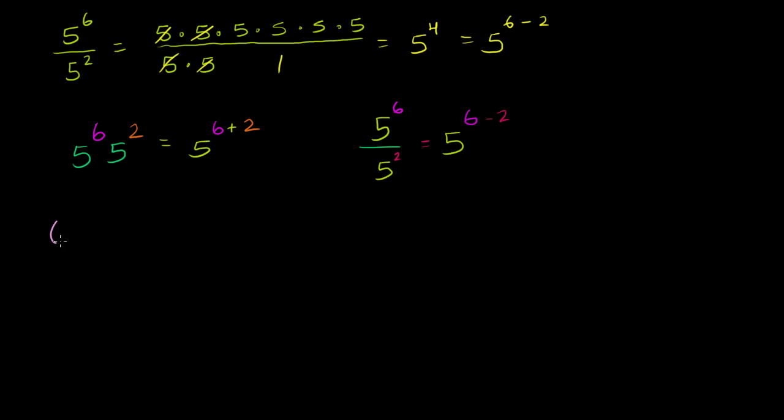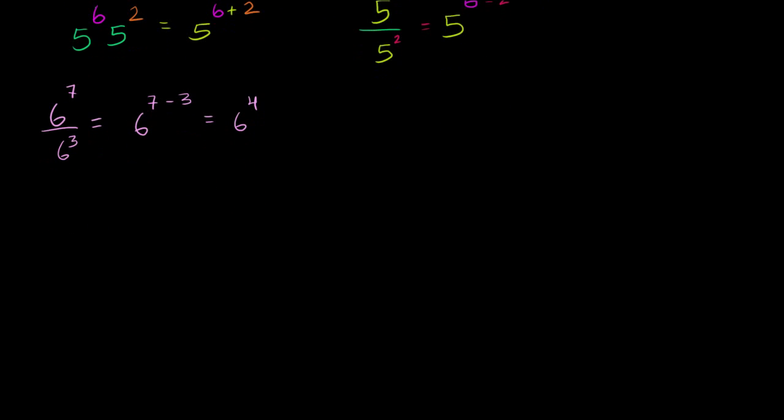What is 6 to the 7th power divided by 6 to the 3rd power? Well, once again, we can just use this property. This is going to be 6 to the 7 minus 3 power, which is equal to 6 to the 4th power. And you could multiply it out this way, like we did in the first problem, and verify that it indeed will be 6 to the 4th power. Now let's try something interesting. And this will be a good segue into the next video.